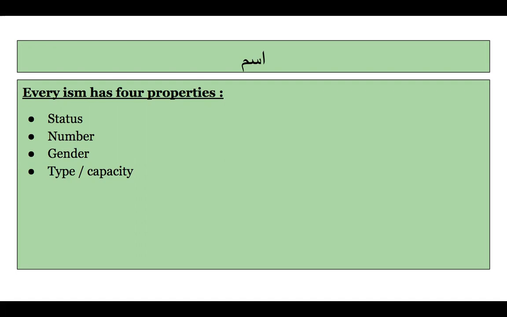And the 4th property of ism that you will be learning with me is your type and capacity, whether your ism is definite or indefinite, like whether it is proper or common. Type has to do with whether a word is common or proper. For example, in English, apple, common. The apple, proper. Girl, a girl, common. The girl, it's proper. In the same way, we have type in the Arabic language.